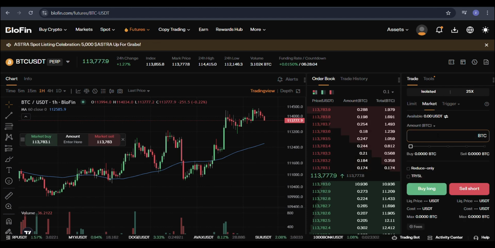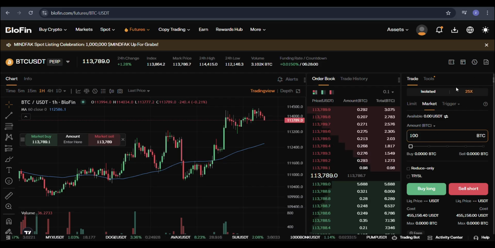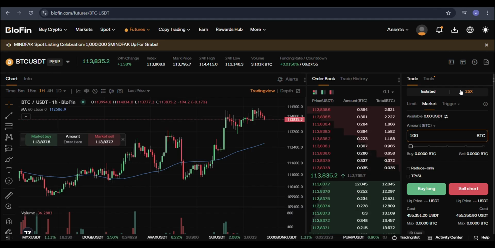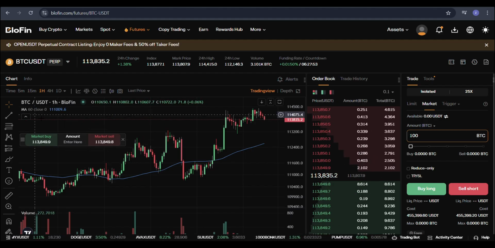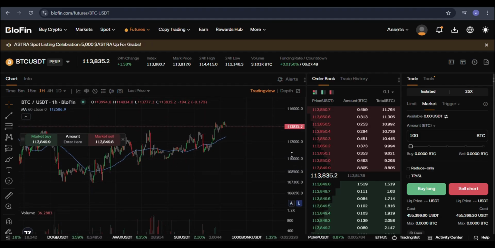So let's say I want to enter this position with 100 margin and a 25x leverage. That opens up a $2,500 position. You will see it right away on the chart with your entry price, liquidation price, and unrealized P&L.